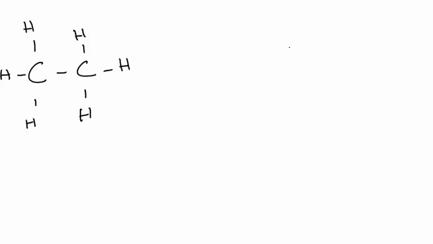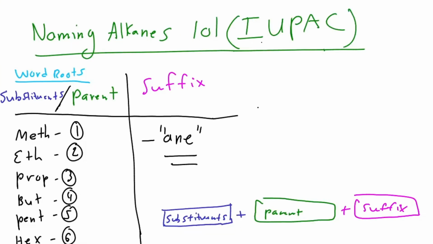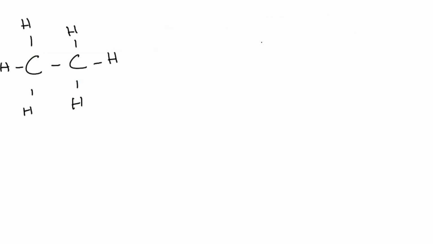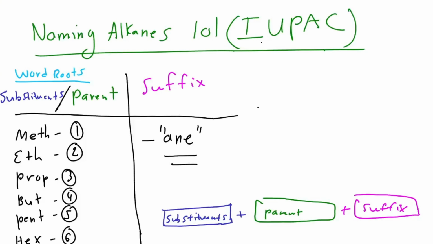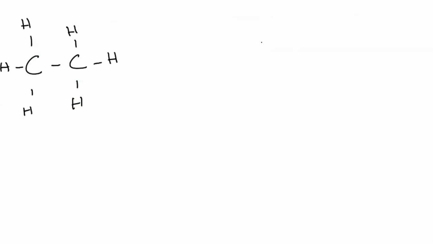For our second example, we've got an interesting looking one. We've got two carbons, and it's surrounded by a total of six hydrogens. Cool. Let's look at our rules again. There are no substituents here, so we don't want to worry about that for now. There is a parent chain, of course. And how many carbons are there for my longest parent chain?